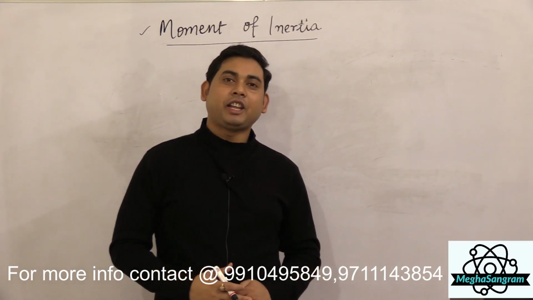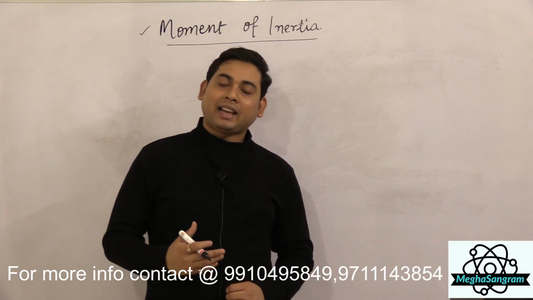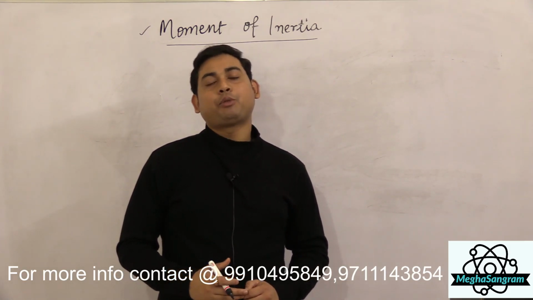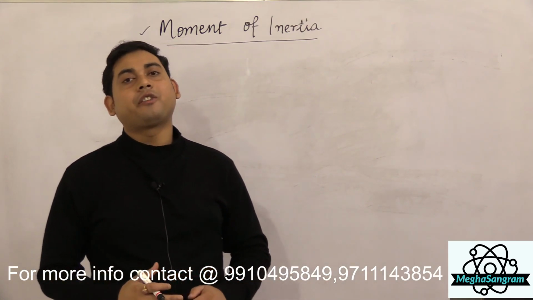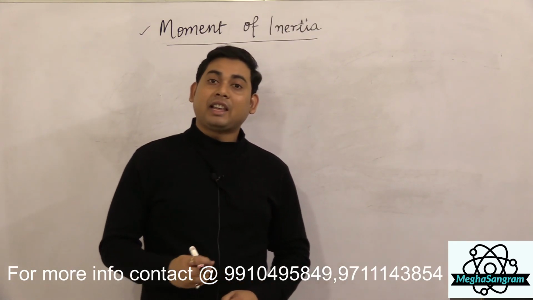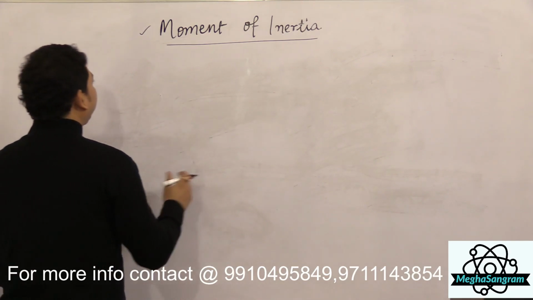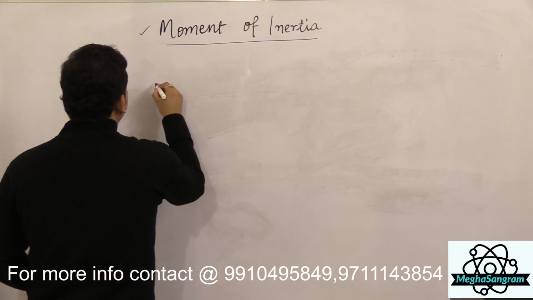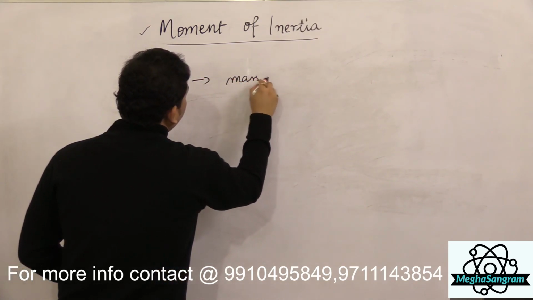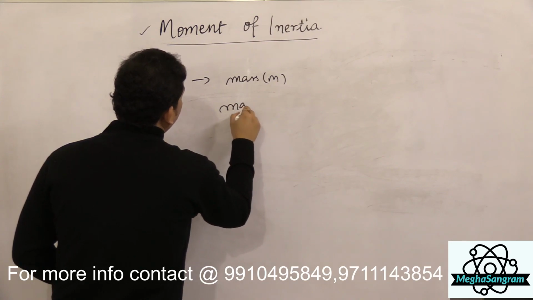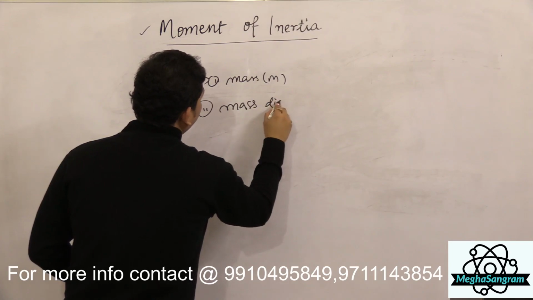Let us begin with the definition of moment of inertia. Moment of inertia of a rigid body about an axis of rotation is defined as the property by virtue of which a rigid body is unable to change its state of rest or of uniform rotational motion without the help of an external torque. Okay, so this is the definition of moment of inertia, and like I have already said, moment of inertia not only depends upon the mass of the body but also the mass distribution.